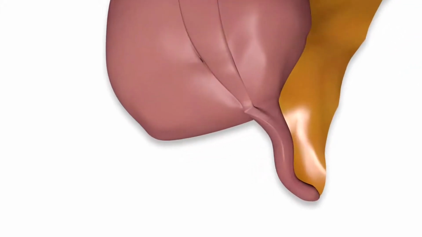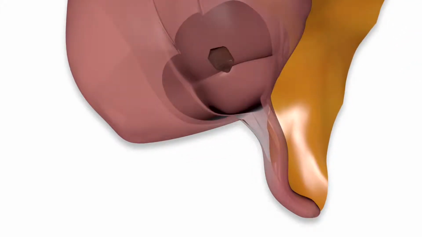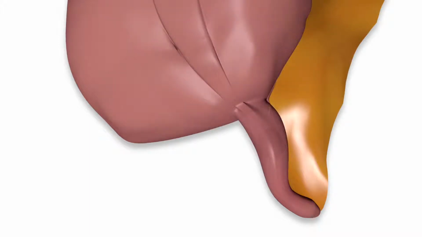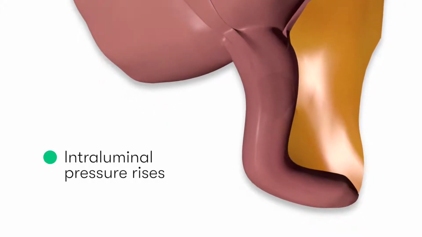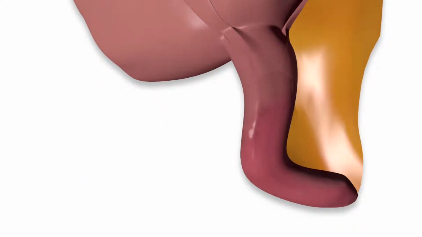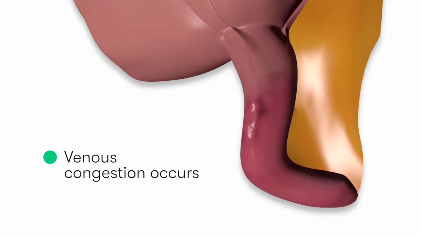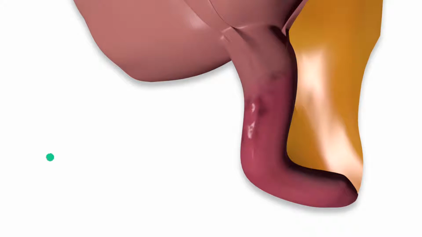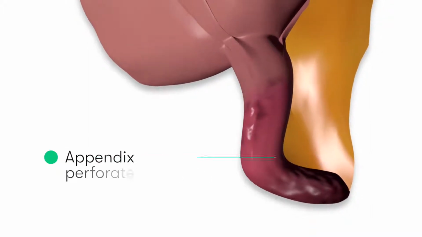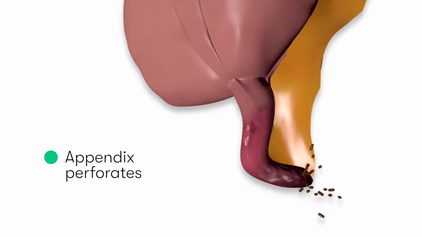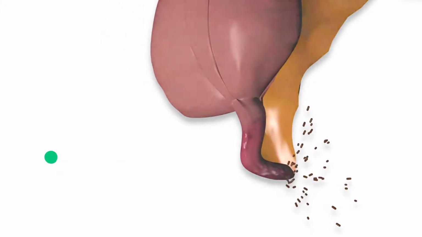But what happens after the appendix gets blocked? Well, firstly, the intraluminal pressure distal to the blockage increases. This rising pressure starts to prevent the return of blood via the small veins, causing venous congestion. As this venous congestion continues to increase, the pressure being placed upon the appendix walls eventually increases beyond the pressure of the arterioles. And therefore, arteriolar flow decreases, the appendix becomes ischemic, gangrenous, and then eventually it will perforate. So hopefully that's a bit more clear now.